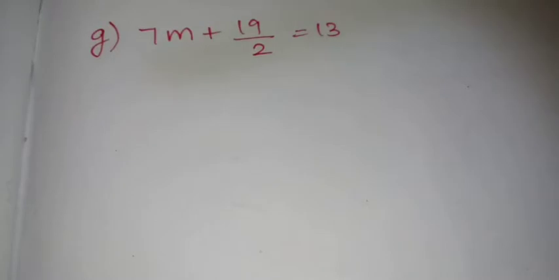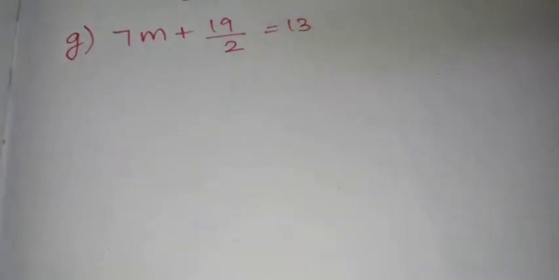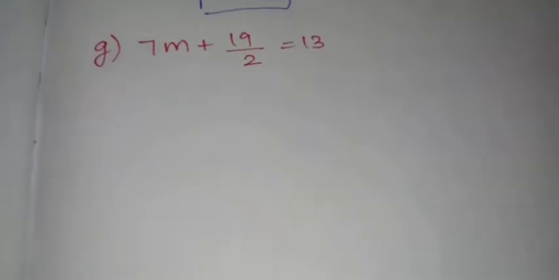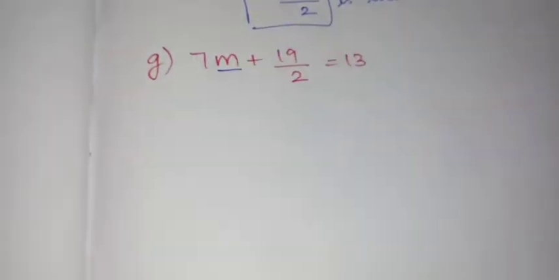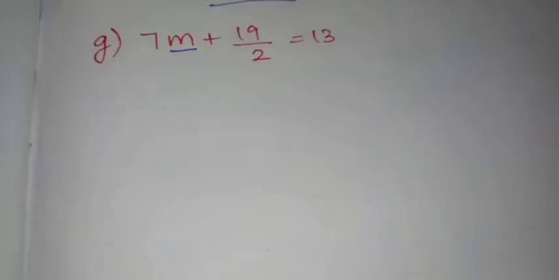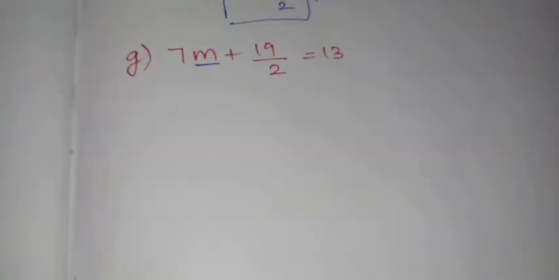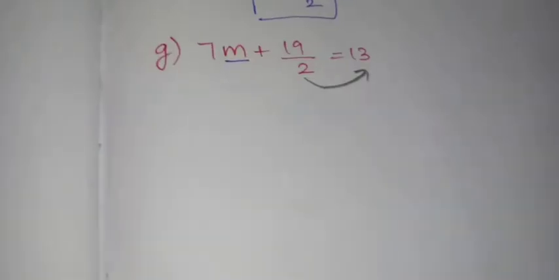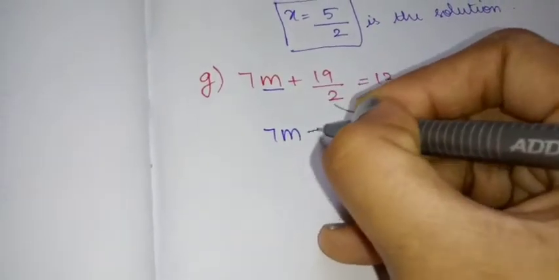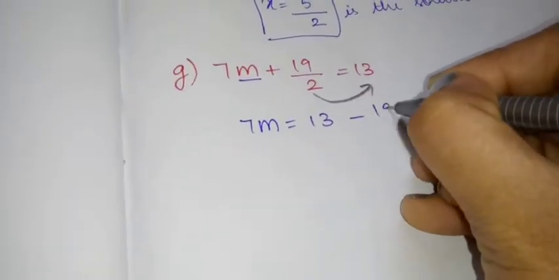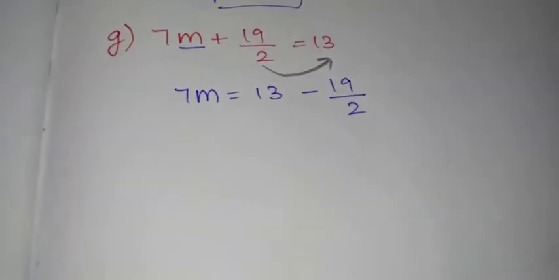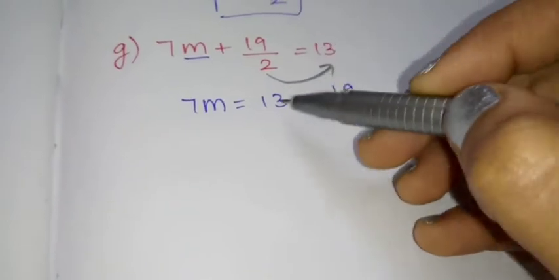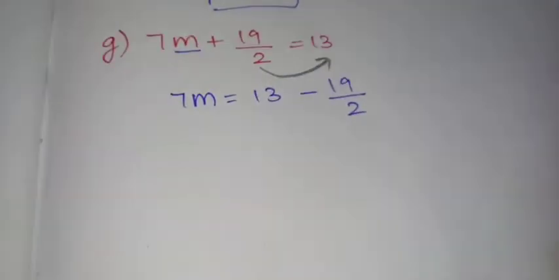G problem is 7m plus 19 by 2 is equal to 13. So what you have to find now? You should find the value of m, right? So what will you do? You will shift one digit towards the other side. So first the addition value you will shift. So 7m is equal to 13 minus 19 by 2. Is it 13 minus 19 by 2? 7m equal to 13 minus 19 by 2.